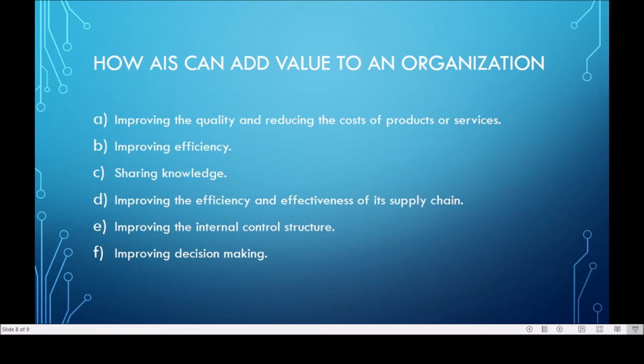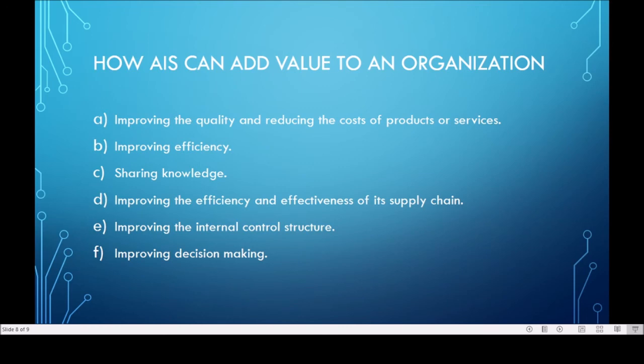And lastly, because accounting information systems provide financial information in a timely manner, users can make decisions on a timely basis. So those are the ways AIS adds value to an organization.